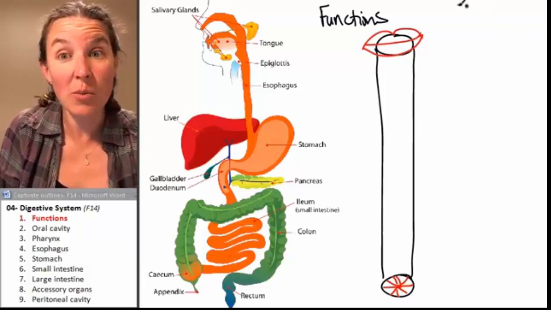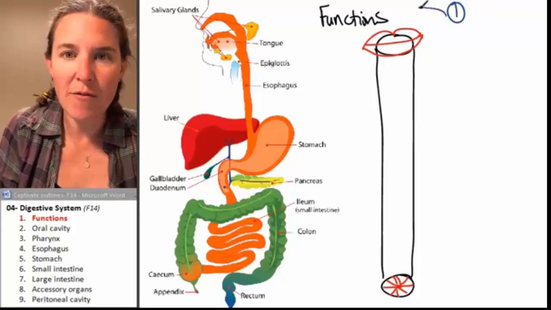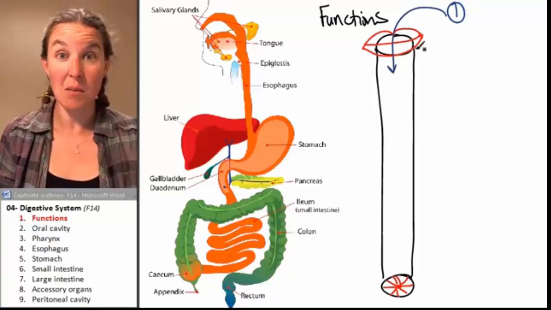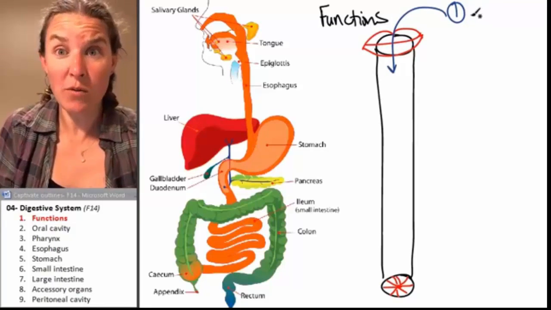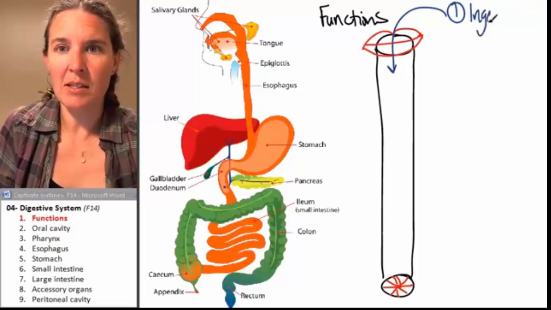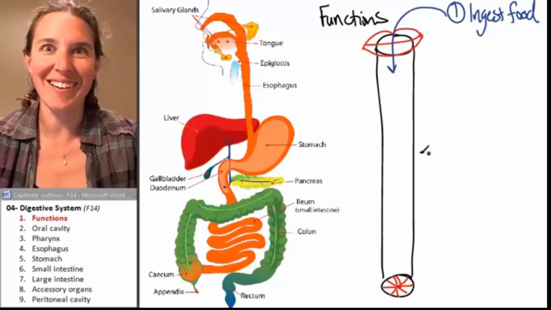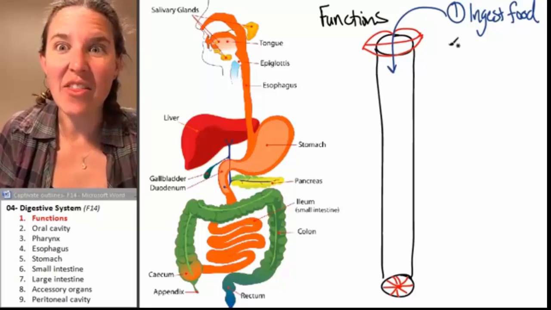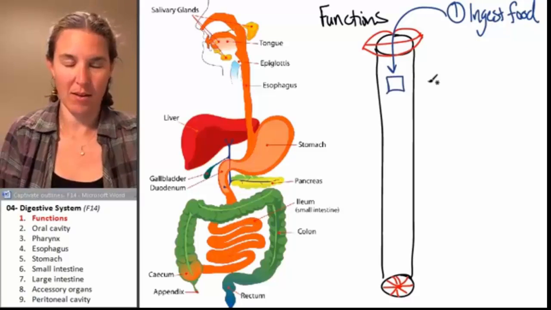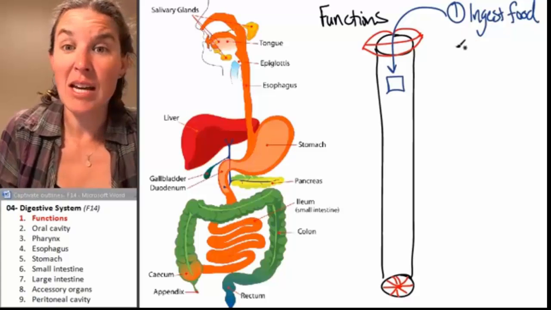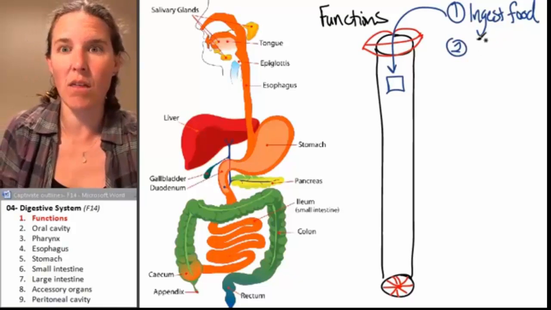And we're going to start with the first one, which is basically ingestion of food particles into the mouth. One of the jobs of the digestive system is to ingest food. That makes sense, doesn't it? Imagine that. And look, I even drew it for you. Guess what? Another function. Okay, I have to draw you a piece of food that came in. Another function of the digestive system is to digest the food.